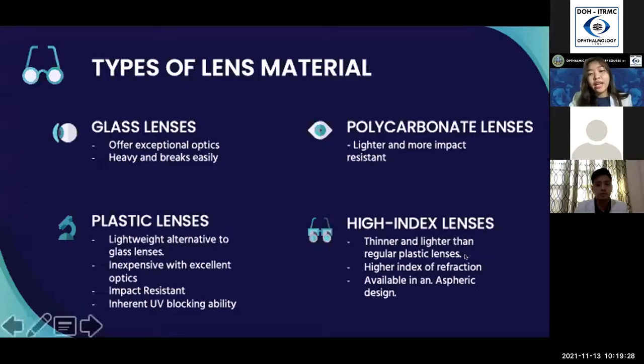Lastly, are high index lenses. These lenses are significantly thinner and lighter than regular plastic lenses. That's why they are more commonly indicated for patients who are highly myopic. They have a higher index of refraction and are available in an aspheric lens design.